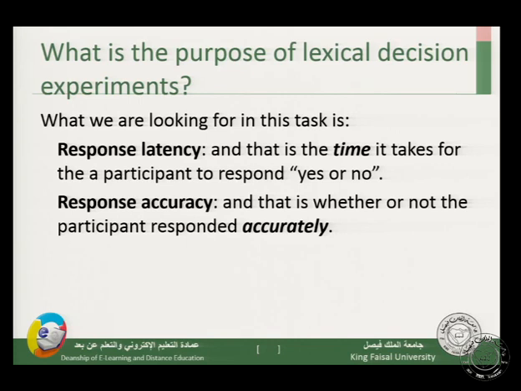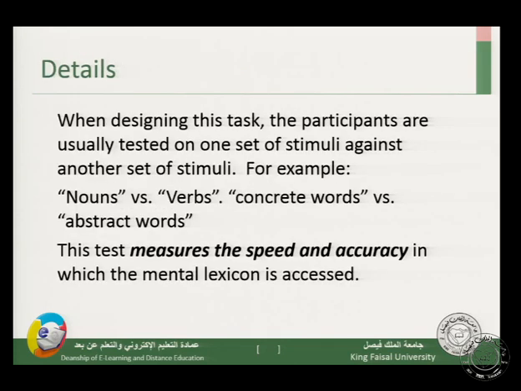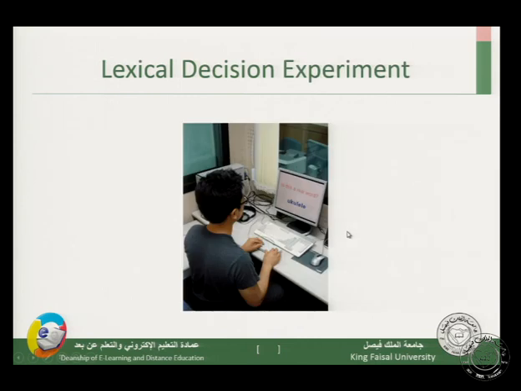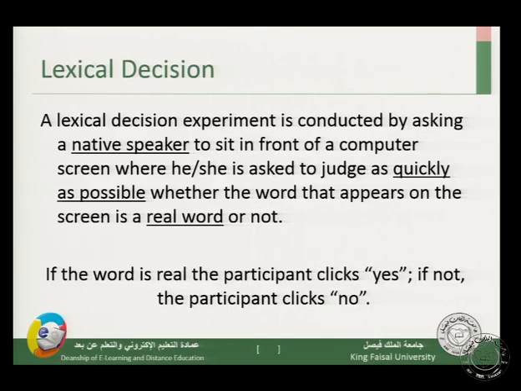Okay? When designing this task, the participants are usually tested on one set of stimuli against another set of stimuli. So what do we mean by stimuli? We mean the word itself. On the screen here, the word ukulele is a stimulus. The plural of the word stimulus is stimuli. Okay? So here we have a stimulus, ukulele. This is what we mean by stimulus.